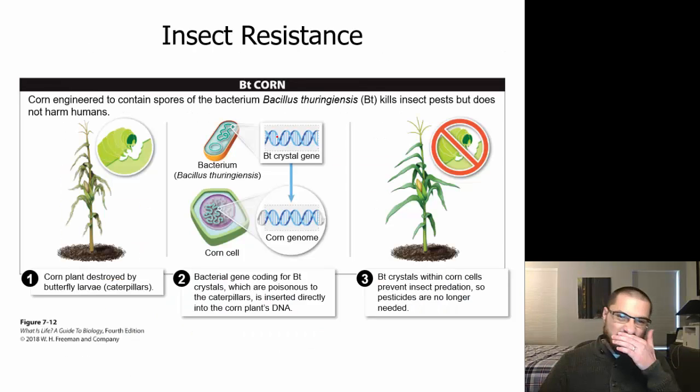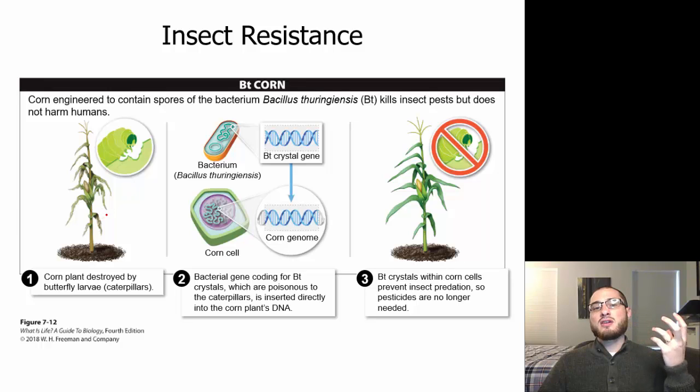Now, when we talk about insect resistance, corn engineered to contain the spores of this bacterium called Bacillus thuringiensis, or BT, kills insect pests but does not harm humans. So it has an insecticide in it. So what we do is we have these plants, okay, they are destroyed by butterfly larvae, and we take this BT gene, this gene from this bacteria that is going to help kill insects, and we insert it into the DNA of a corn cell, and now we are able to breed corn that is going to be resistant to insects.